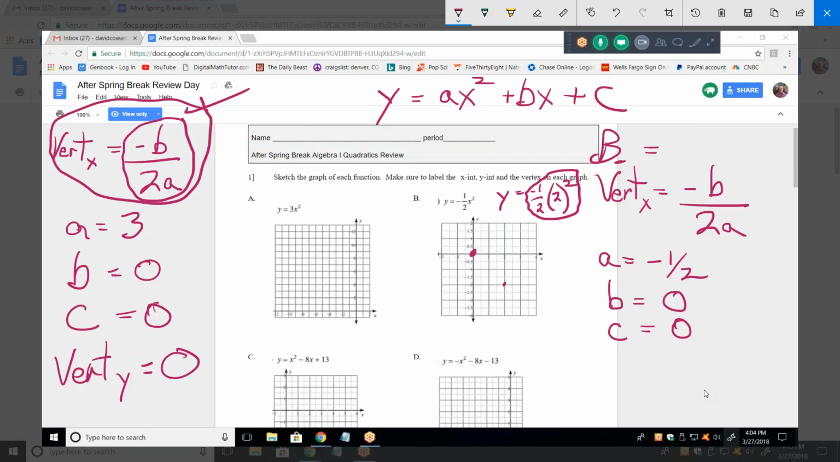That means that point has to be on that graph. Notice what that point is. X is 2, y is minus 2.